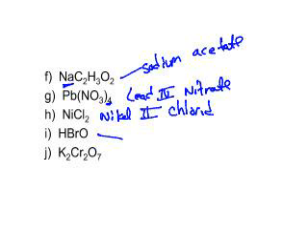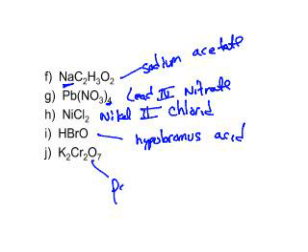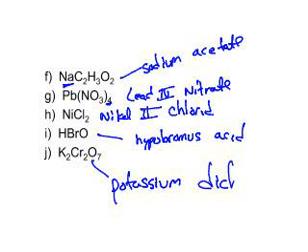HBrO. BrO, of course, is bromite. So hypobromite. So this is hypobromous acid, and this will be potassium dichromate.